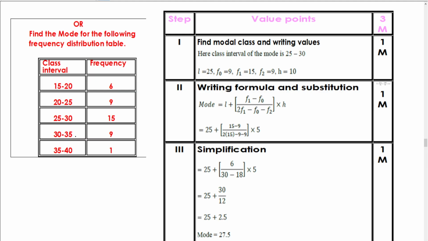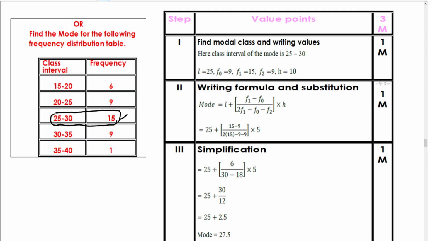Next one is, find the mode of the following frequency distribution. To find the mode, first of all, you have to decide the modal class. What do you mean by modal class? The modal class is the class having the highest frequency. The highest frequency in this case is 3. Therefore, mark this particular class, 25 to 30, as the modal class.